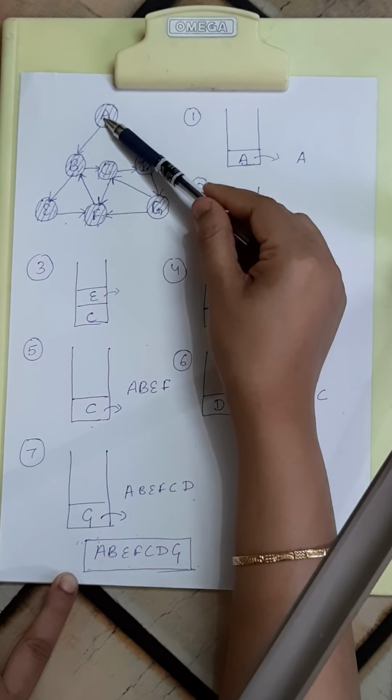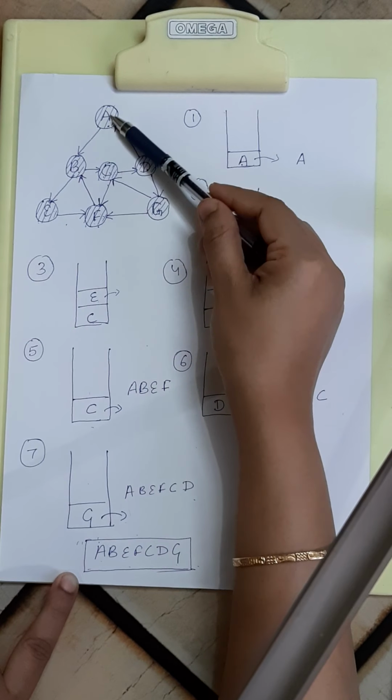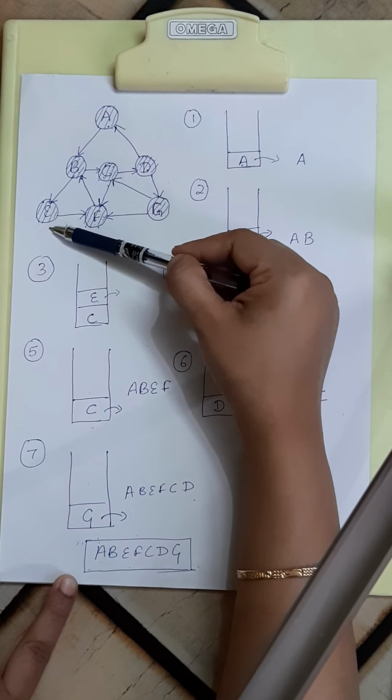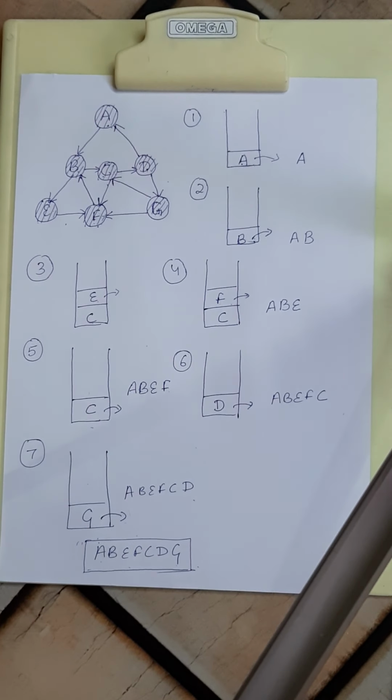You can see from A, B, then E. So in a depth-wise fashion we are going to visit these nodes. So that's why this is known as the depth first search algorithm.